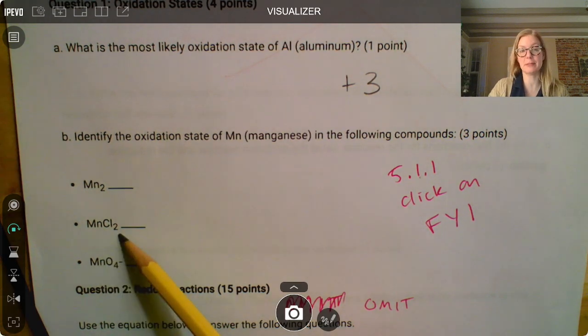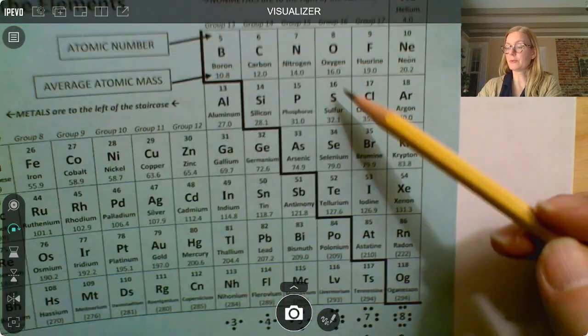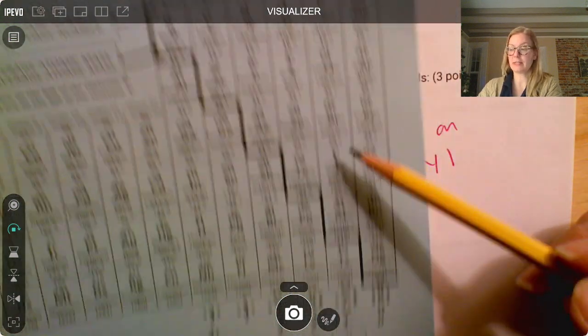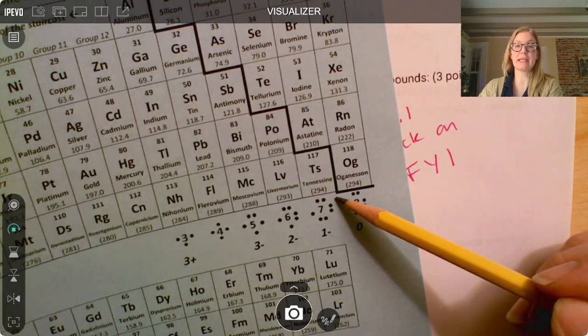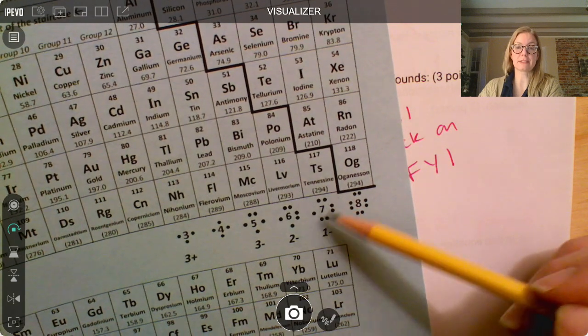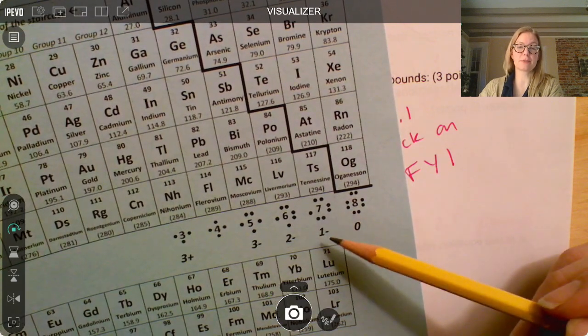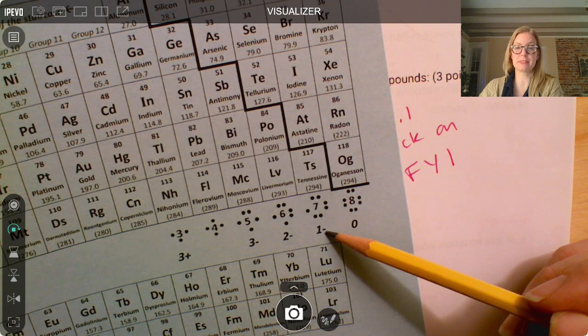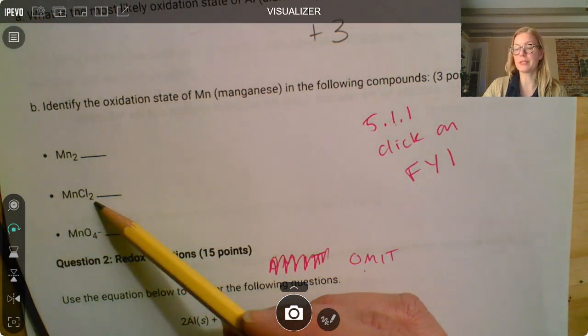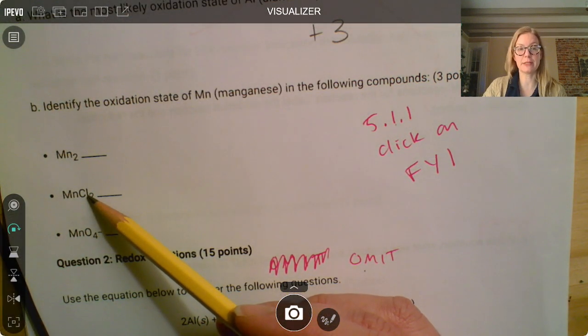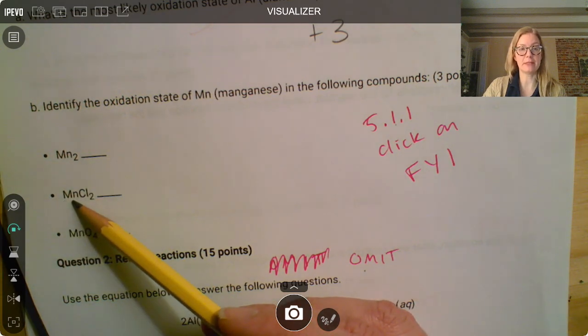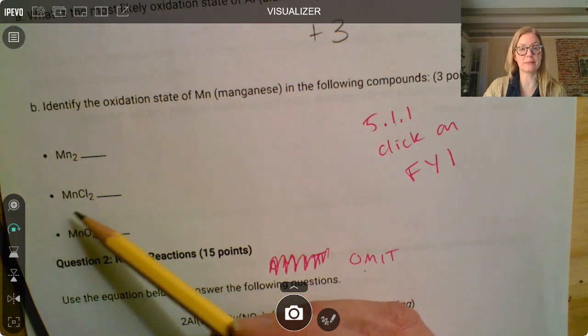So for example, in MnCl2, chlorine is in group 17. It has 7 valence electrons, so it tends to gain 1 electron to fill its octet. And electrons are negative. So when it gains an electron, it becomes -1. So think about if those two chlorines were -1, what must the manganese be? Because all those charges need to add up to 0.